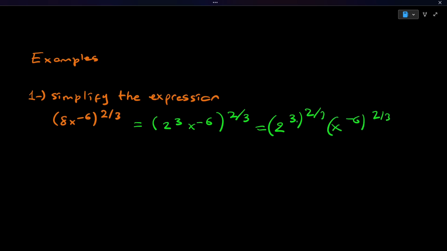like this. From the properties, we have to multiply the powers here. 2 squared, multiplied by negative 6 multiplied by 2 over 3, negative 4, which gives me 4 over x to the 4th power.